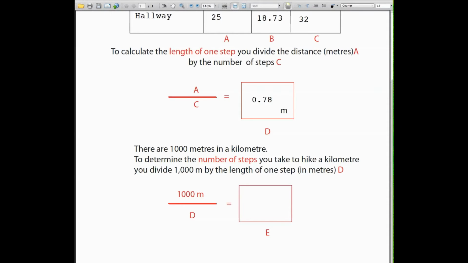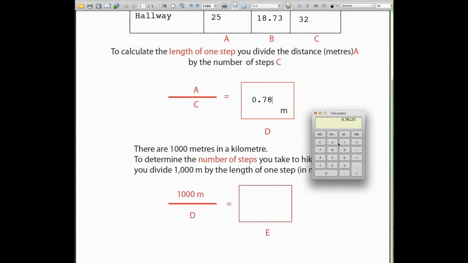Okay, so we can use D in the next step here. There are 1,000 meters in a kilometer. Therefore, if you want to determine the number of steps it would take to hike a kilometer, all we have to do is take the 1,000 meters and divide it by the length of one step, which is up here, D. So I'll tell you what, I'll get my handy-dandy calculator on, even though I know every one of you could do this in your head.